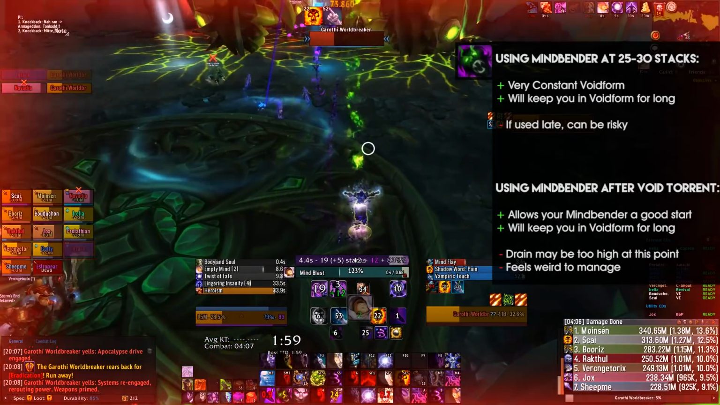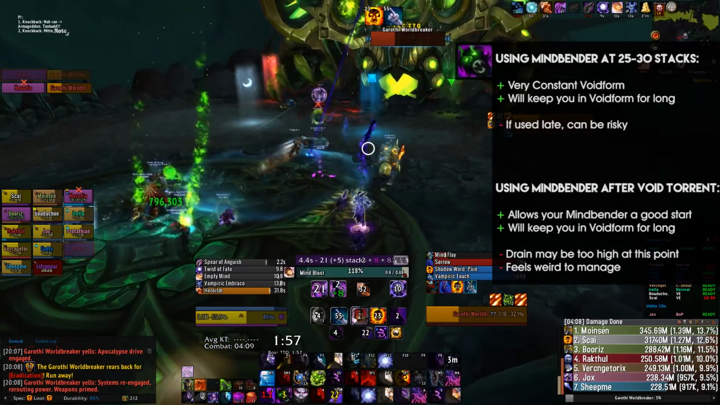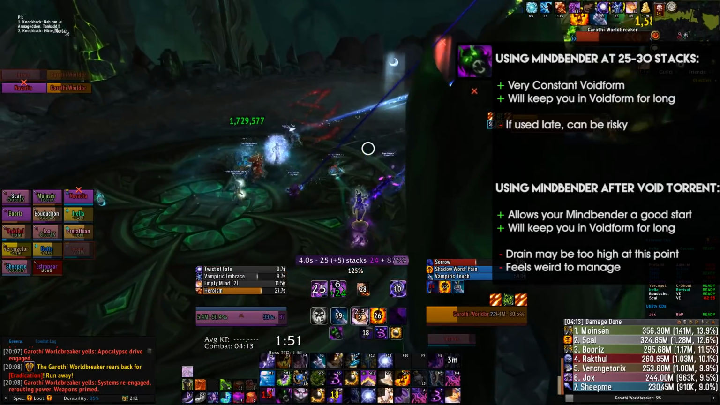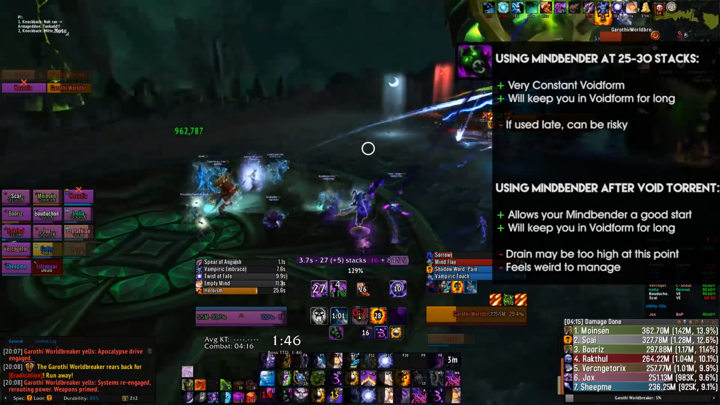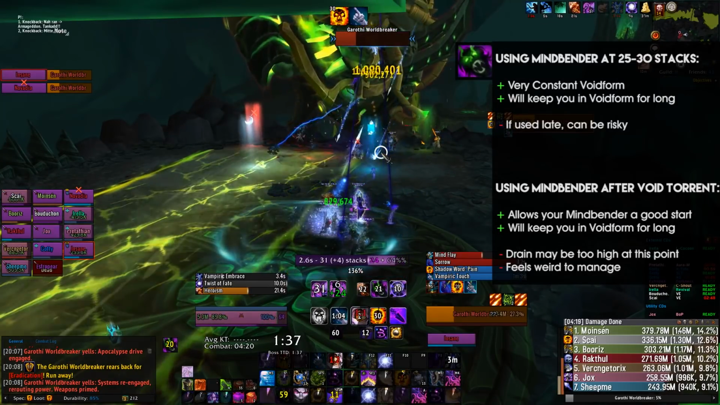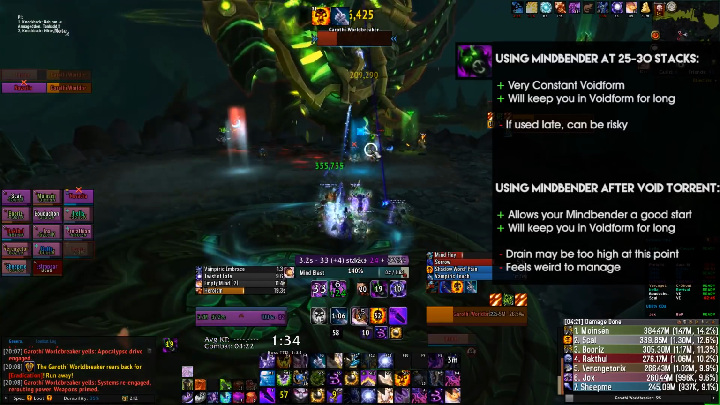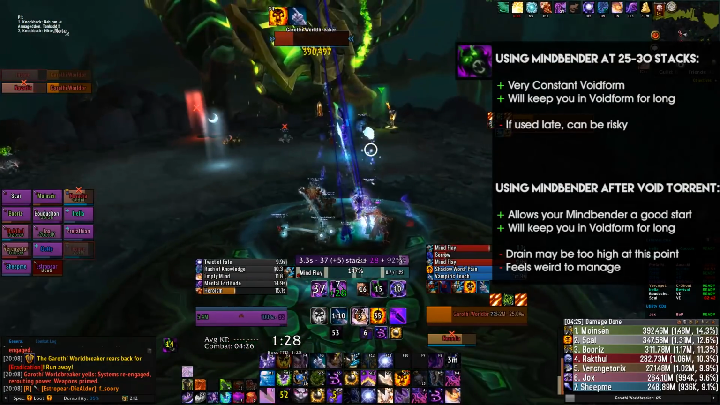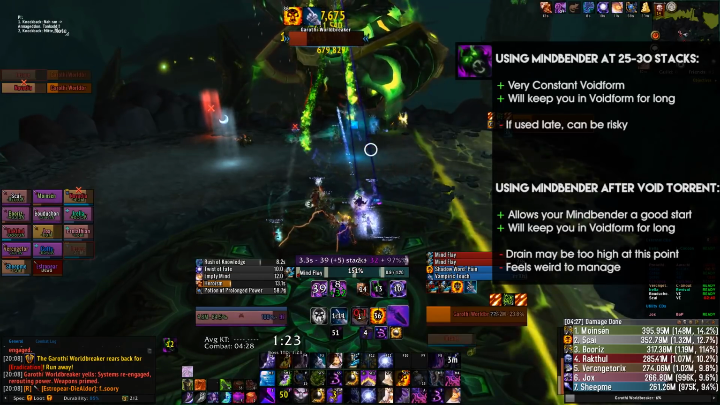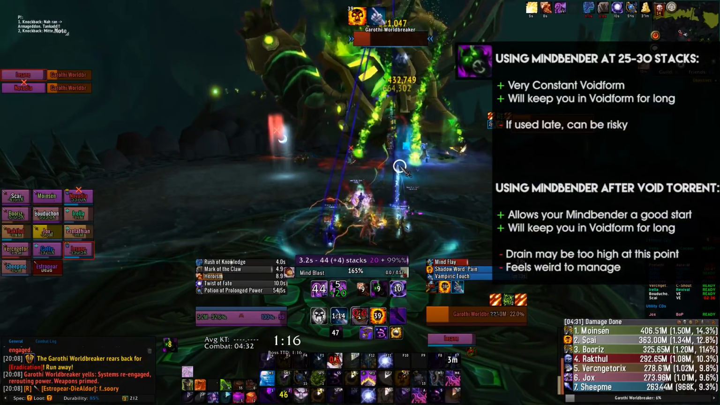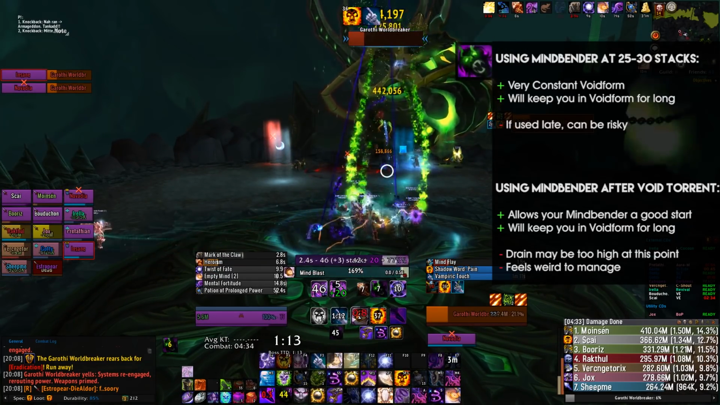Either you use it at around 25 to 30 stacks, maintaining your insanity until it is close to ending, before using a Void Torrent to halt your insanity drain and letting the last few seconds of your Mindbender fill up your insanity bar one last time, giving you one final rotation to play before you drop out. If executed properly, this will easily see you reach 50 stacks of Void Form, more even with a lot of haste, and will allow you to repeat the cycle in your next Void Form.